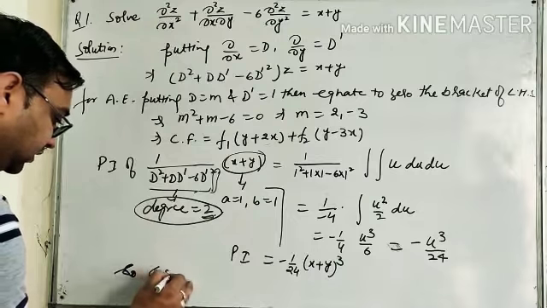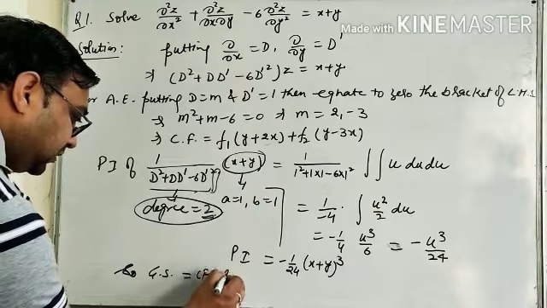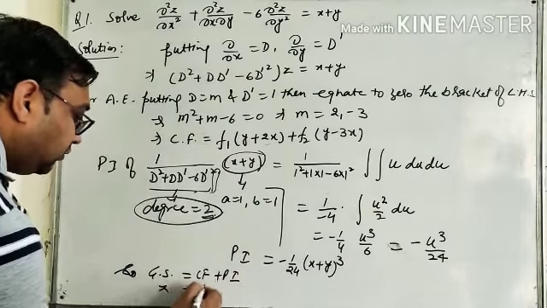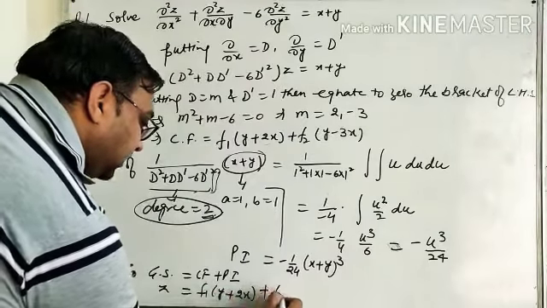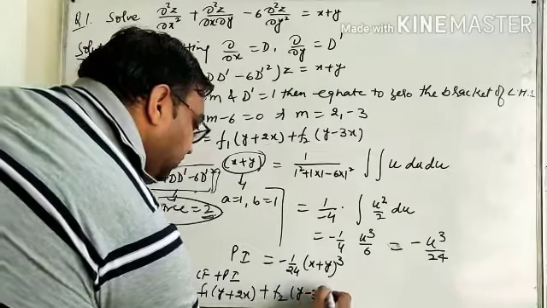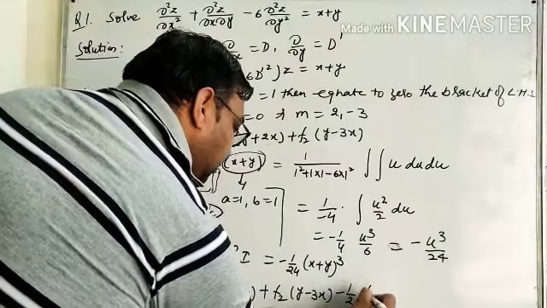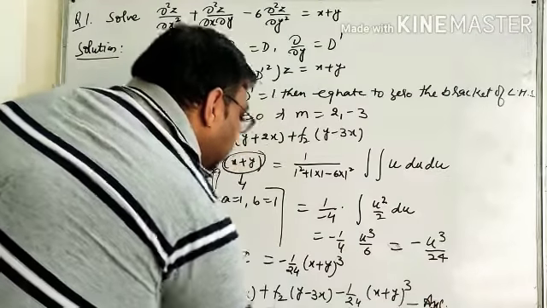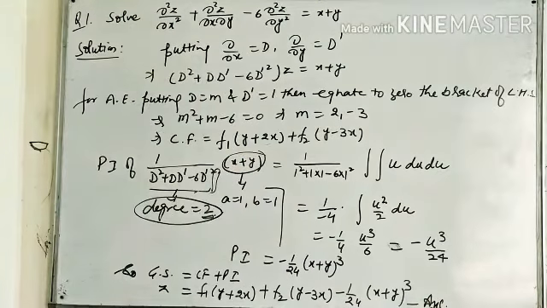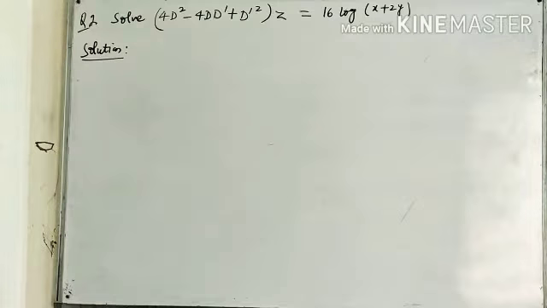So the general solution is CF plus PI, or z equals f1(y plus 2x) plus f2(y minus 3x) minus 1 upon 24 (x plus y) whole cube. This is the answer of this type of problem. Now we will take another problem.